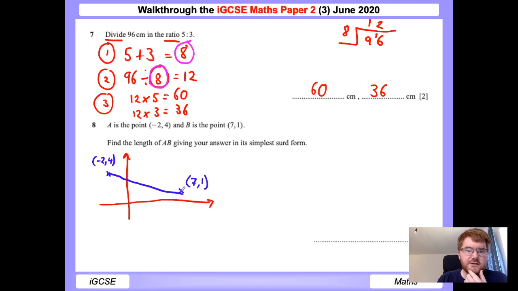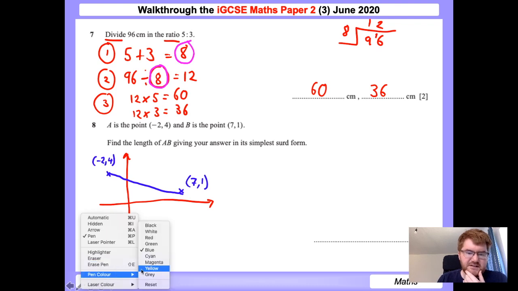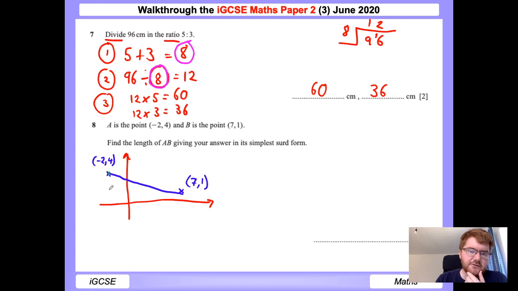And what we need to do is work out the length of this blue line that I've made. The way we do this, the standard way we do this, you may do this in a slightly different method, is I'm going to draw a right angled triangle.